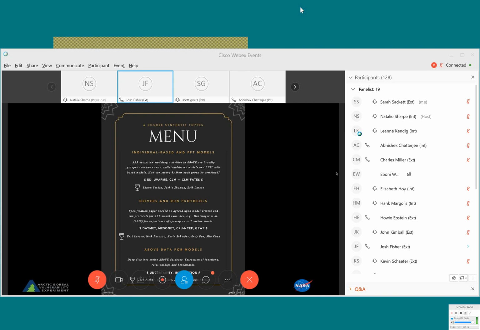The next one would be on drivers and run protocols, a somewhat boring, standard pasta dish type of activity, but still, a staple, very important. And it turns out there's a lot of modeling activities, and there's a lot of choices that models can use in terms of what weather data and other types of run protocols they can be using.